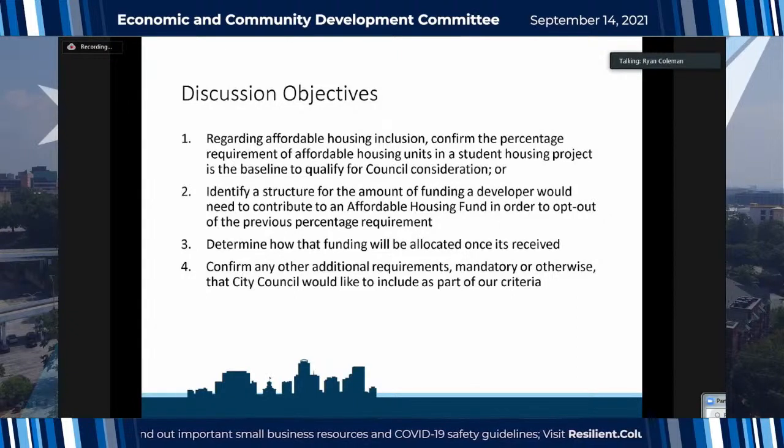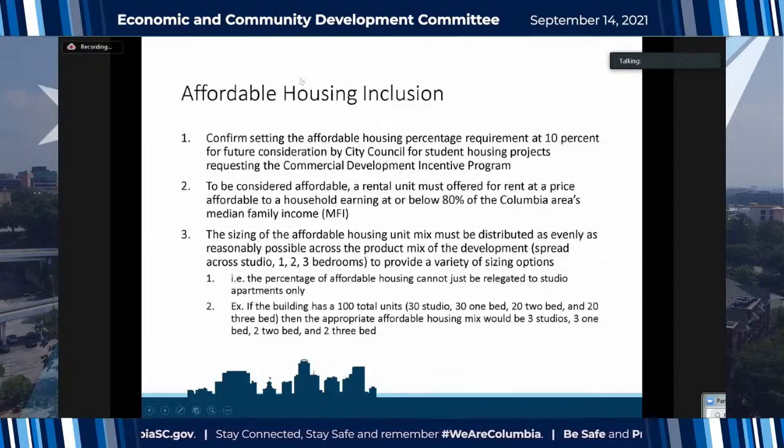And then let's revisit some of those additional requirements we talked about. Do we want to ask developers to include more public parking? Do we want public space? I think you all were open to some of those suggestions as possible value adds, but based on the last conversation, it sounded like affordable housing was the focal point. So we wanted to start there and then get feedback on the other ones.